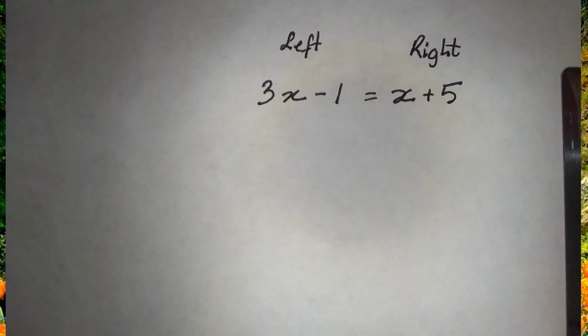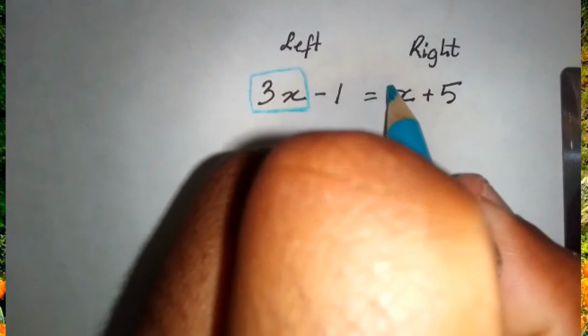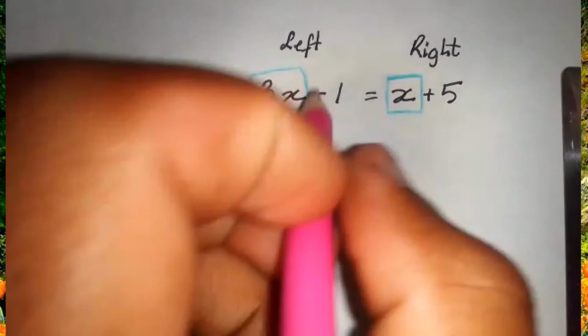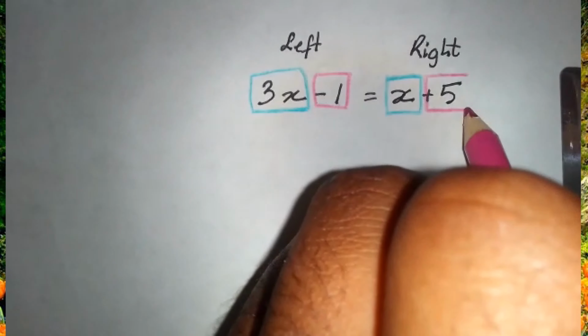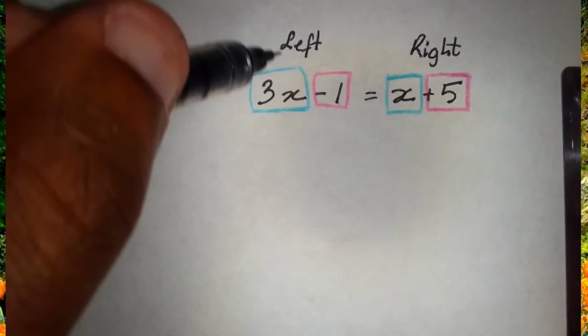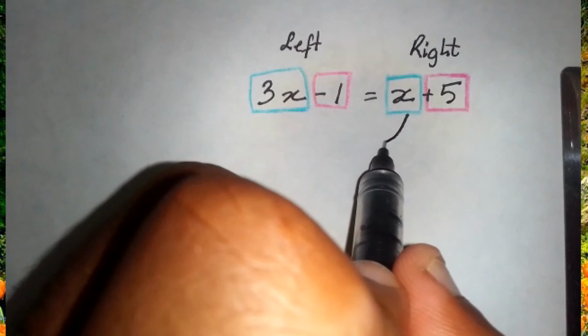So what I want to do is to gather the like terms together on one side of the equal sign. So I'm going to identify my like terms first. So I have this 3x and here is a 1x or a single x. I have minus 1 here and I have plus 5 here. Now that I've identified my like terms, I need to put them together. I want to first keep x positive, so I'm going to keep it on this side because the x is larger. So that means I need to move this x across the equal sign.